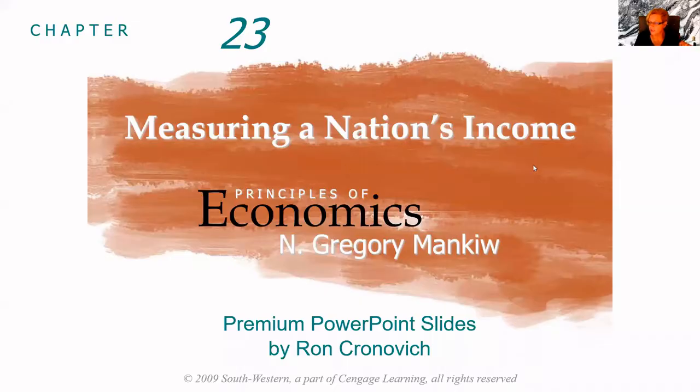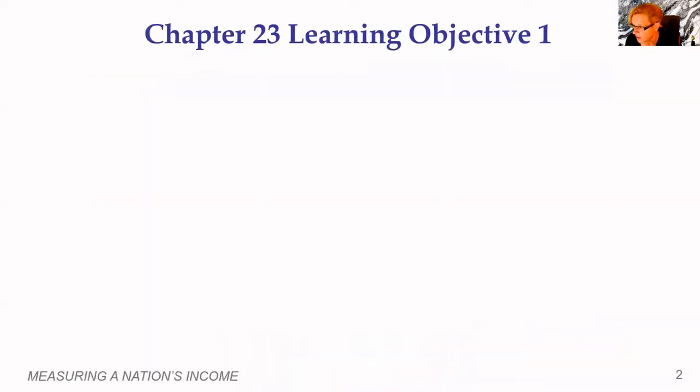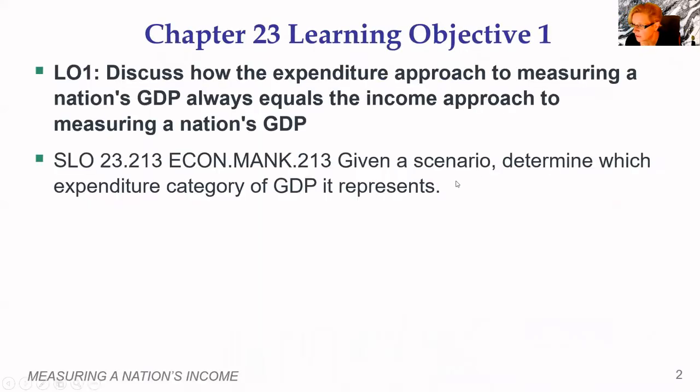Okay, in objective one, what we're looking at is how exactly we calculate or measure a nation's income, or GDP. The important thing to remember is that whether we use the expenditure approach or the income approach, it really doesn't matter because they're always going to be equal. So that's what you really want to take away from this particular learning objective.